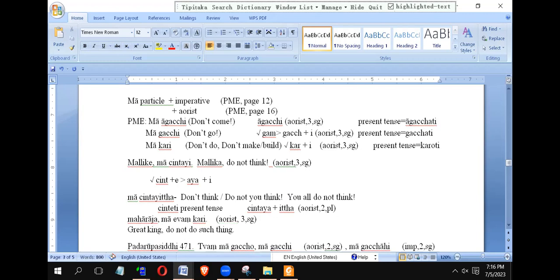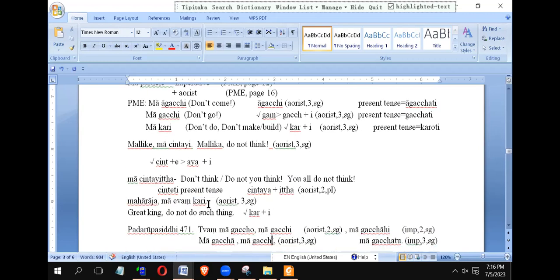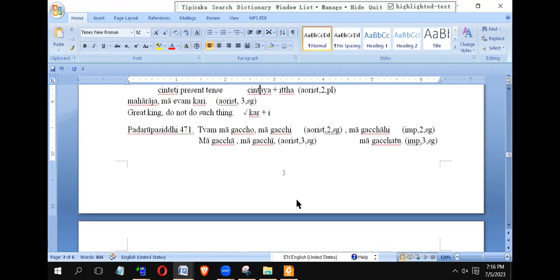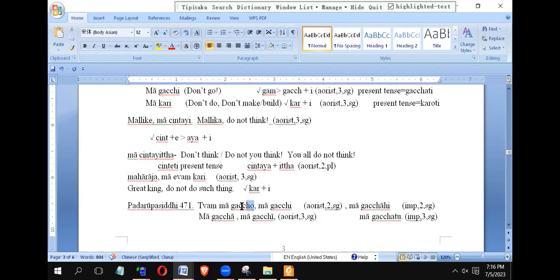Another example, Maharaja, vocative here, great king. Ma, don't. Evam, you can see evam is put in between ma and kari. So don't do such a thing. Kari here is also aorist, because it is directly added to the root kar plus just the i verbal termination. So third person singular. And other examples, you can see there are many: magaccho, magacchi, magacchahi, magaccha, magacchi.